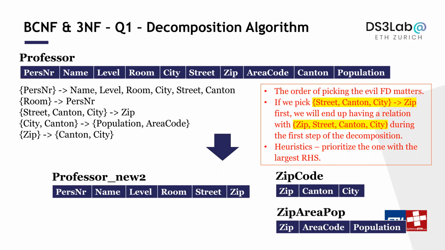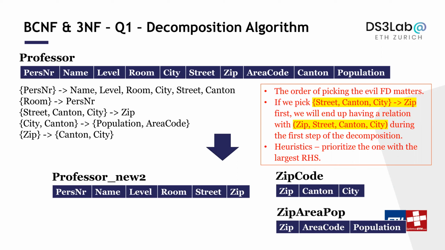They could be different, depending on the order in which you pick your evil functional dependency. A natural question to ask is, how can we decide on the order? What is a good order for you to do this decomposition? Well, that's always case by case, but there are actually some heuristics to help you decide. One heuristic is you prioritize the functional dependency with the largest right-hand side.